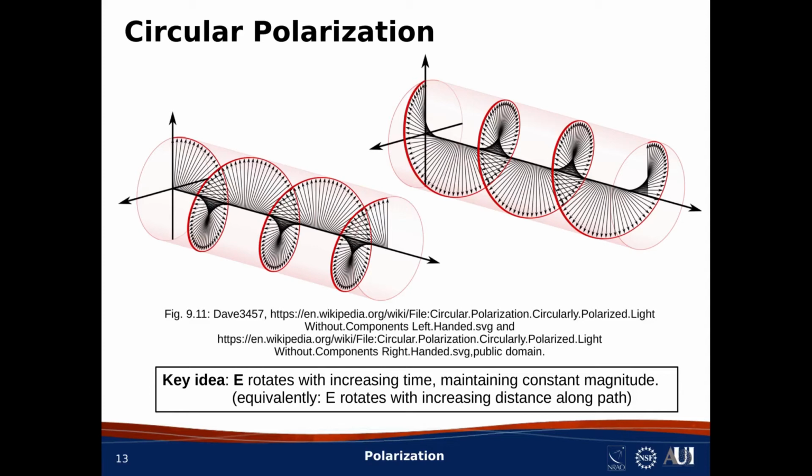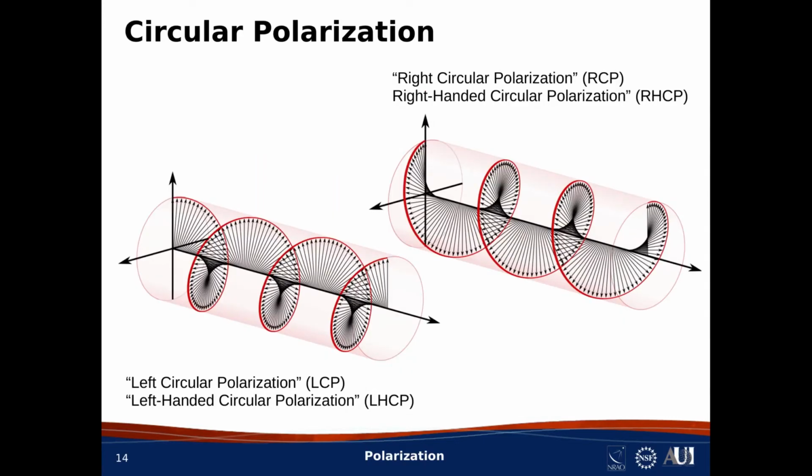These are the two things that make this circular polarization: one, rotation of the electric field vector with time, or equivalently with distance, and two, the magnitude of the electric field vector remains constant. The difference between these two images shown here is the direction of rotation. Here we're showing the two components of circular polarization. These two components are different in the direction of rotation.